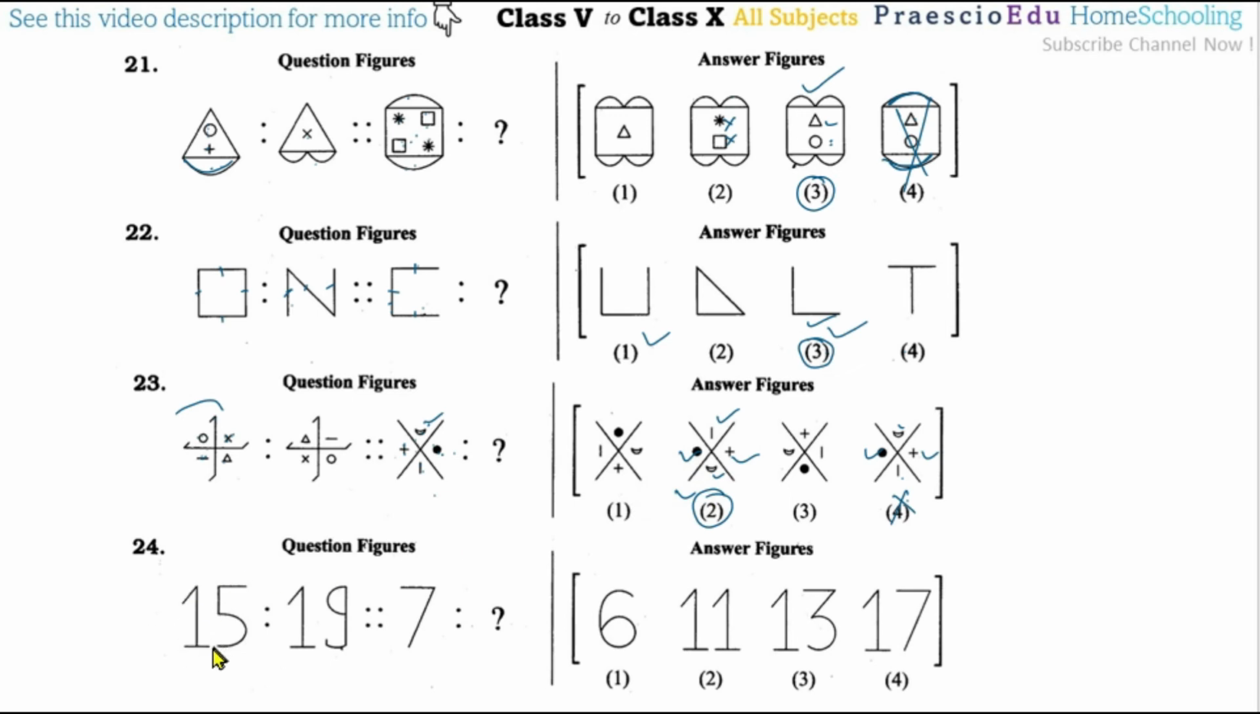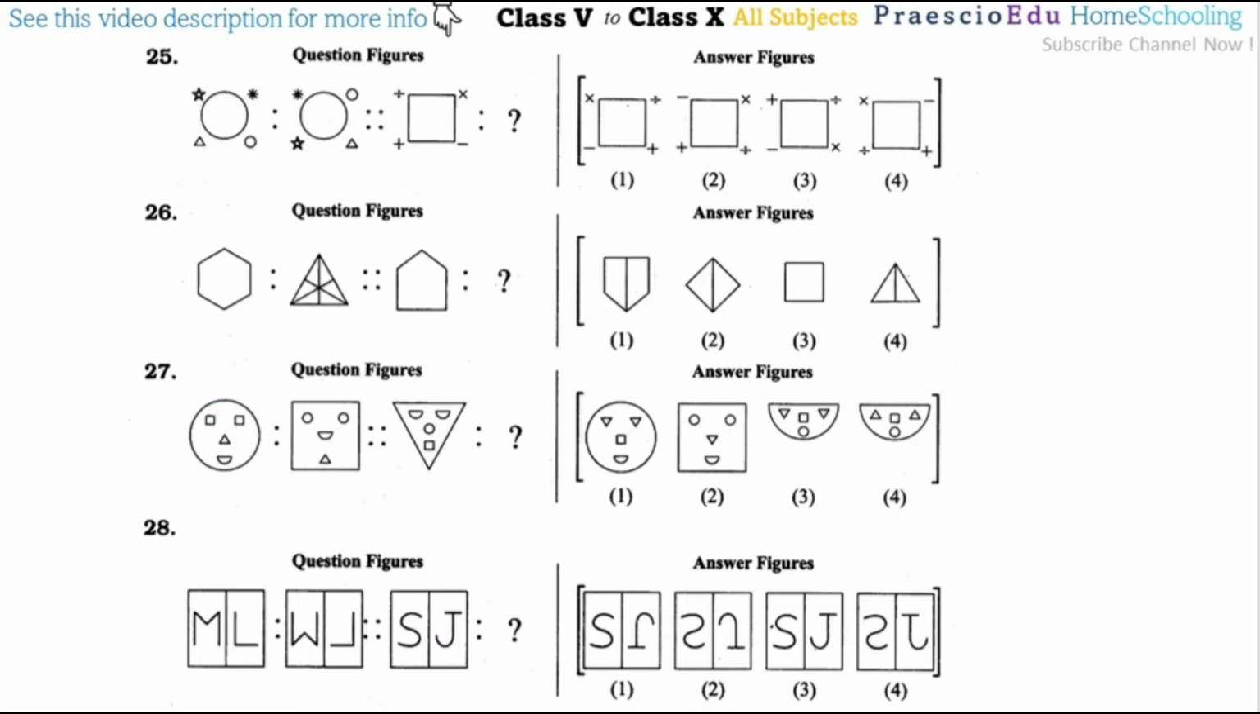Now question number 24. 15, then 19, likewise 7 and a question mark. So 15 plus 4 is 19, like this one. 7 plus 4 is 11, so 11 is shown in option number 2. Then question number 25, here circles, here also circles, here a square, so in place of the question mark there should be a square, like this one. Now the star is at the top of the left side.